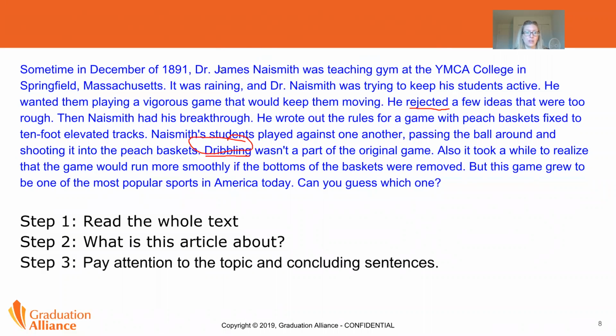Pay attention to the topic and concluding sentences. So sometime in December of 1891, Dr. James Naismith was teaching gym at the YMCA College in Springfield, Massachusetts. All right, teaching gym, so he's a PE teacher. That gives us a clue, but this doesn't really tell us the main idea. It gives us kind of an idea, and it's about this guy, but I wouldn't say the main idea is stated in that one. And the last one is, can you guess which one? That's kind of a clue, but that's not the main idea, right?